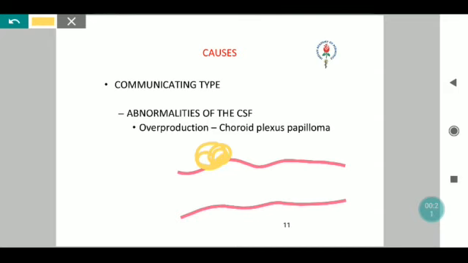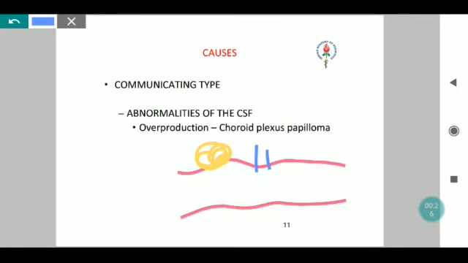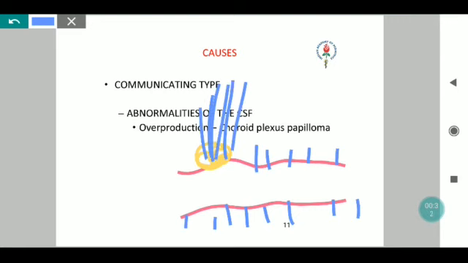So if I use the color blue to highlight the normal synthesis of CSF, wherever the red and the normal epithelium is, and from the papilloma there is an abnormal amount. So there is an abnormal amount of CSF which is formed through the papilloma, and hence the abnormal amount of CSF produced results in a communicating type of hydrocephalus.